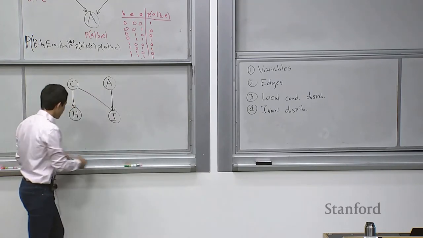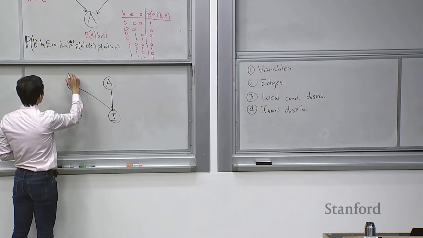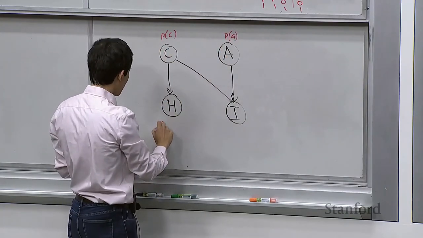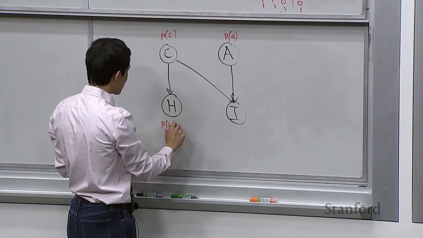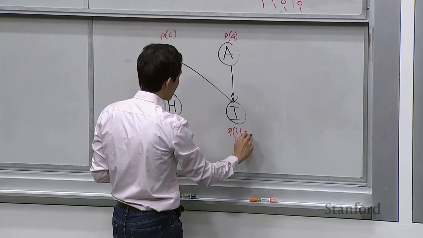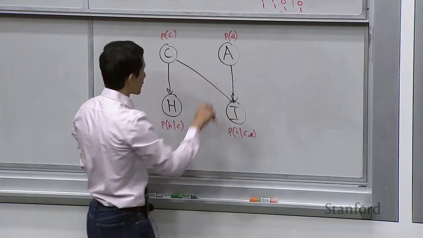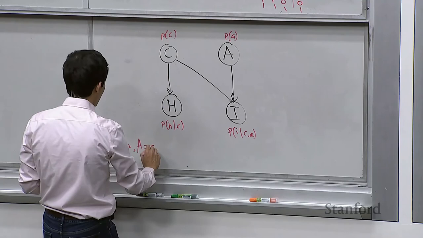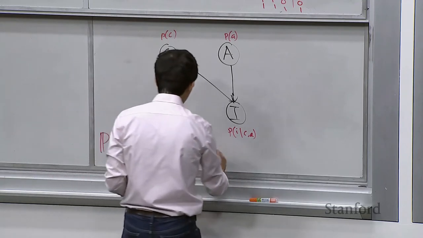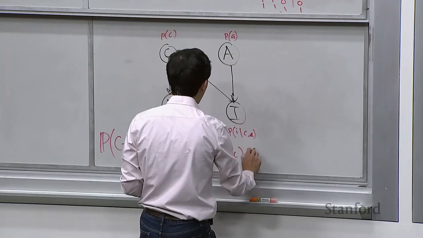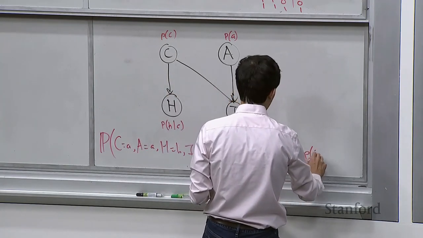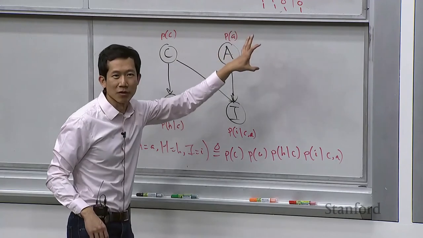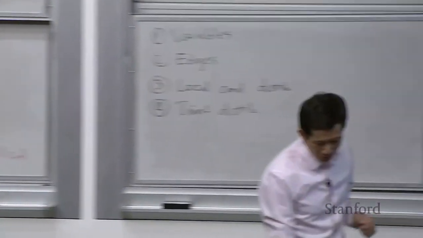So what are the local conditional distributions? I have P of C, P of A, remember one for every node, and P of H given C, and over here P of I given C and A, right? So probability of a node given its parents. And then finally, I have the joint distribution, which is probability of C, A, H, I, and this is by definition just the product of everything. For this example, I'm not going to go through and define the actual tables because that's going to take too much time, but I'm going to do it in this demo here.